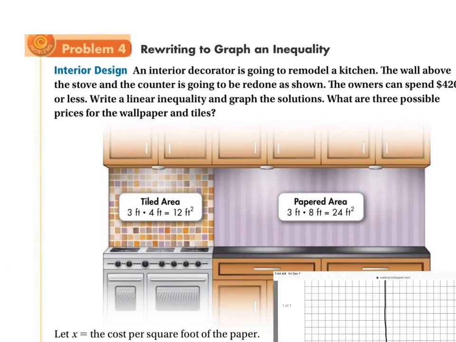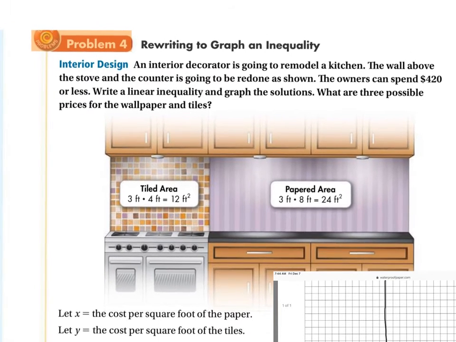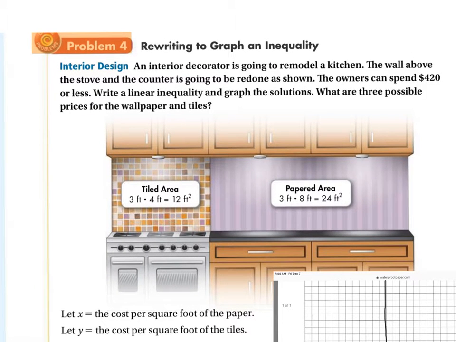Problem 4, we've got a real life problem here. An interior decorator is going to remodel a kitchen. The wall above the stove and counter is going to be redone as shown, and the owners can spend $420 or less. Write a linear inequality and graph solutions. What are 3 possible prices for the wallpaper and tiles?